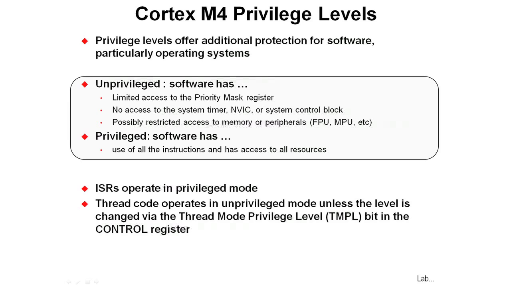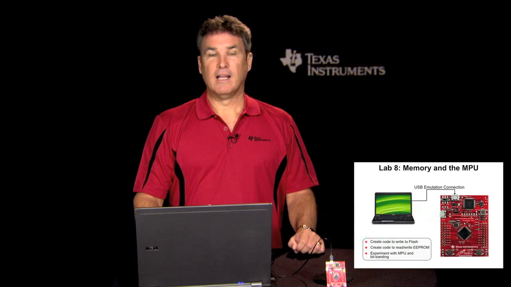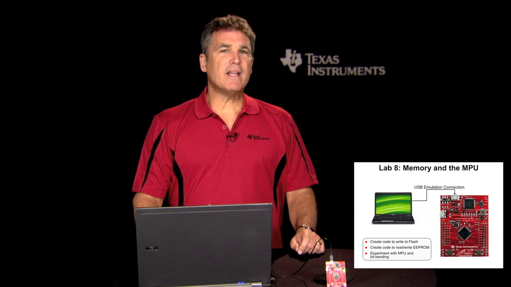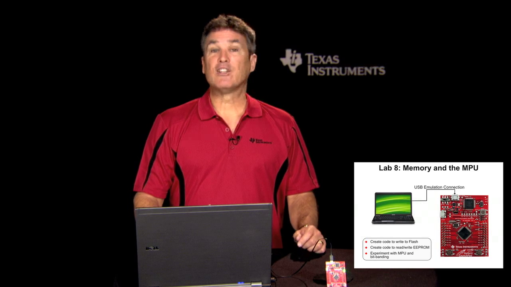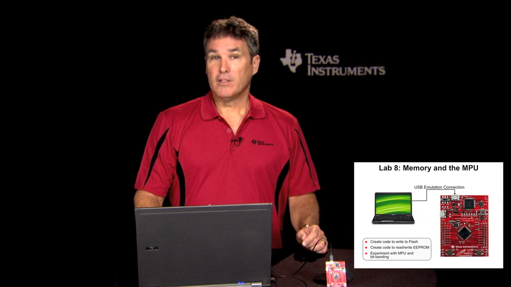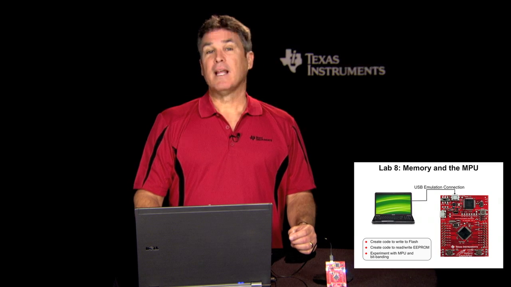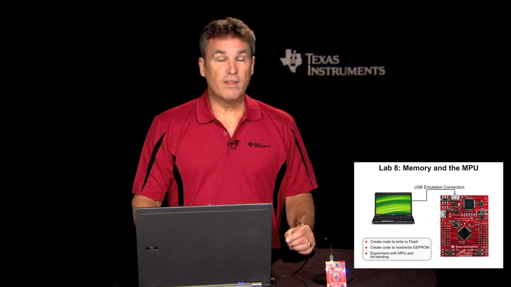ISRs operate in privileged mode. Threaded code, like in an operating system or standard, operates in unprivileged mode unless the level gets changed via the thread mode privilege level bit in the control register. In Lab 8, you'll create code to write to flash and to read-write EEPROM. You'll also experiment with bit banding, then you'll configure and use the memory protection unit.